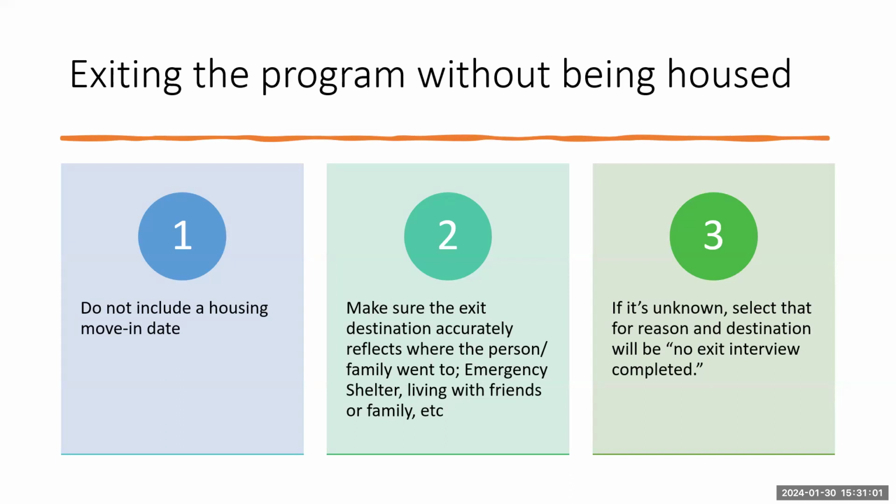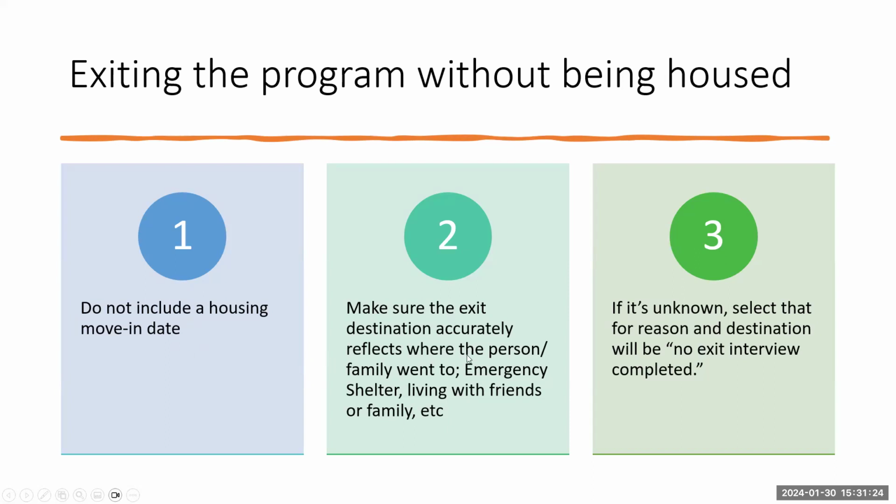So number one is you do not include a housing move-in date. So if a person comes into rapid rehousing, and even if they exit to a permanent supportive housing, like a higher level of care, or even if they go into an apartment, but the rapid rehousing provider never provides rental services or subsidy, you do not enter a housing move-in date.